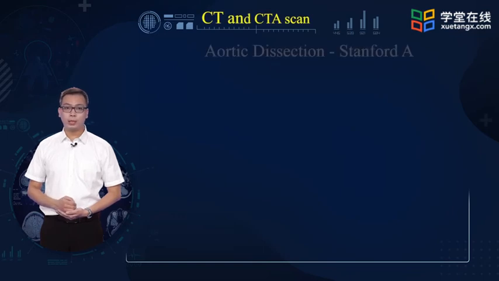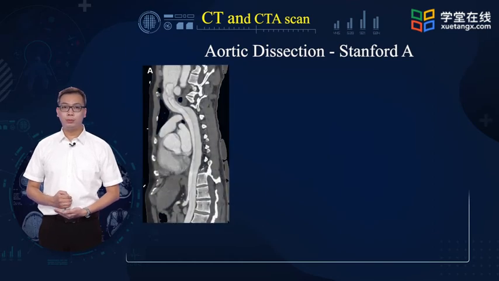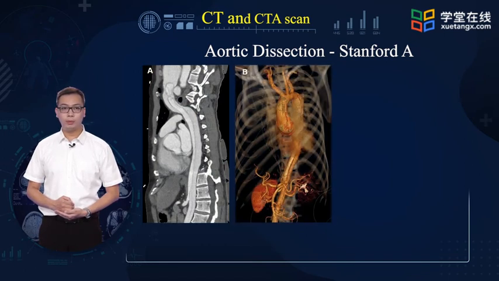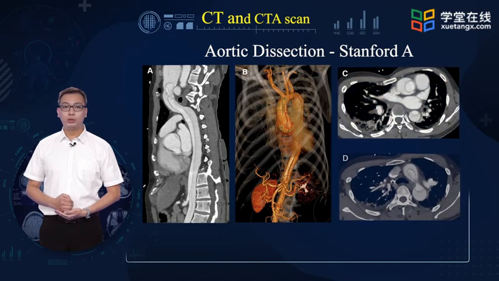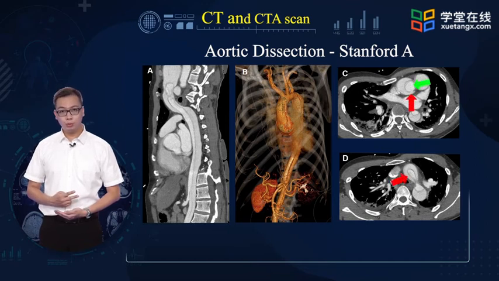These CT images are from another patient demonstrating Stanford type A aortic dissection. Curved planar reformation, figure A, and 3D reconstructed image, figure B, show the aortic dissection extending from the ascending aorta to the upper abdominal aorta. The actual CTA, figure C and D, shows a tall, low-density intimal flap, red arrow, in the ascending aorta and 2 lumens of the aorta, green arrow.